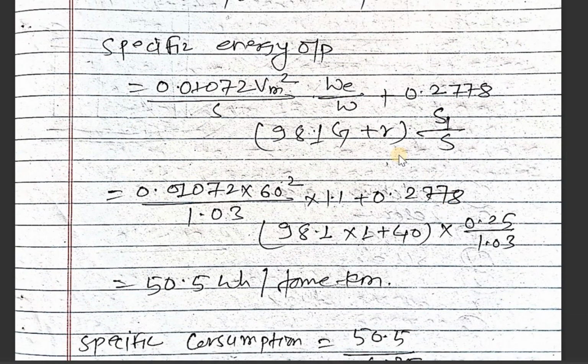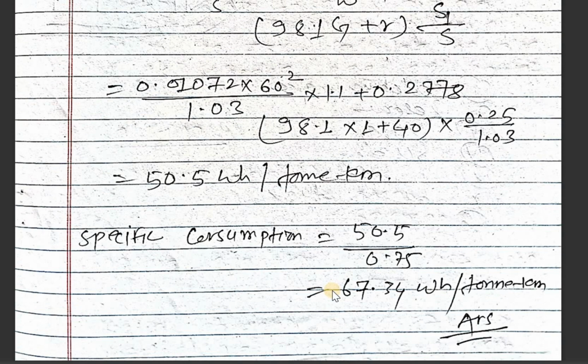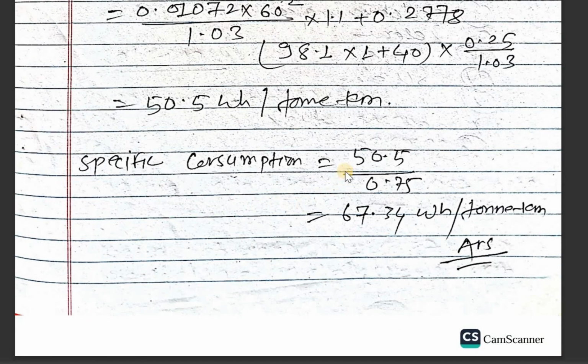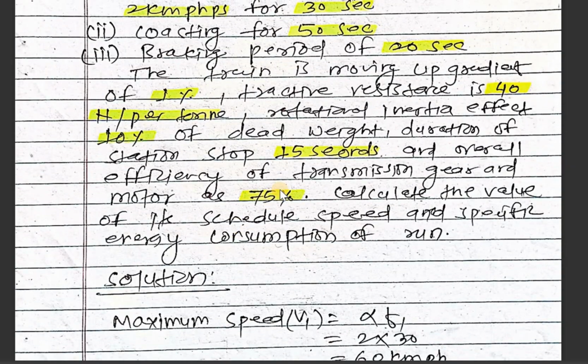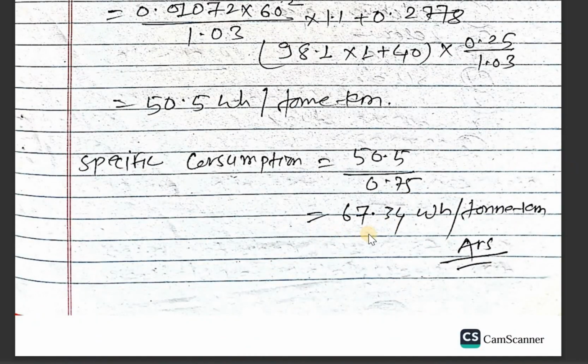So put all these values in. After putting all these values, we get 50.5 watt hour per ton kilometer, and specific energy consumption equals this upon efficiency. So 50.5 upon efficiency, which is 75%, so 0.75. Then we get a specific energy consumption of 67.34.